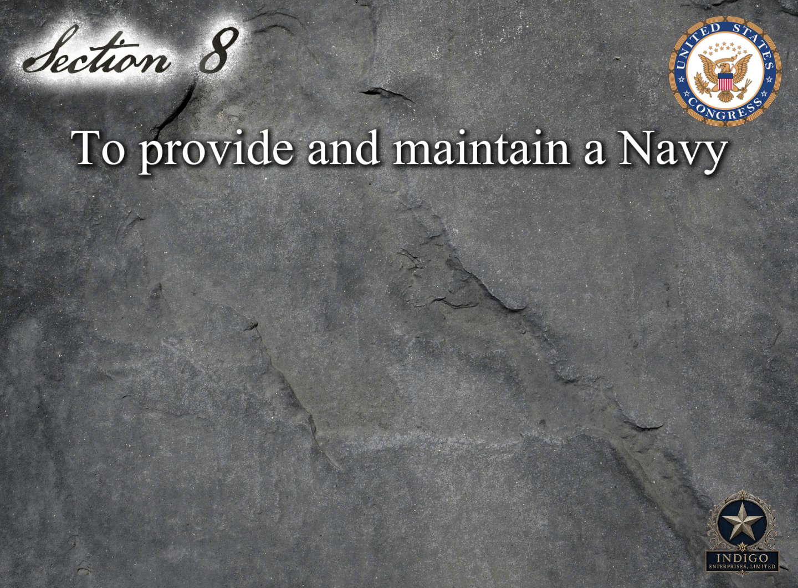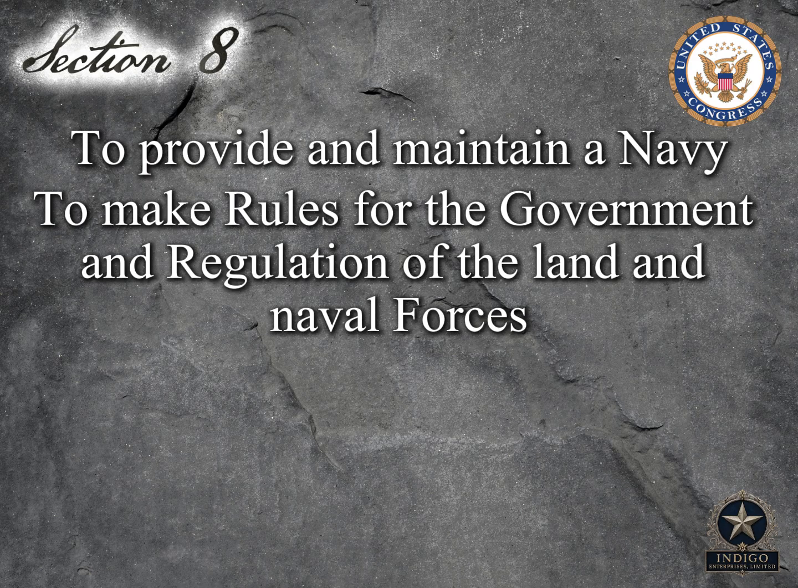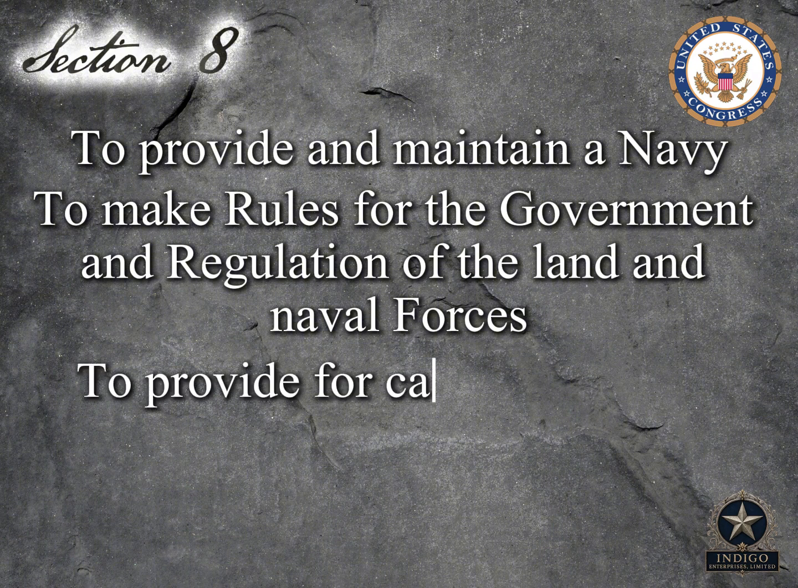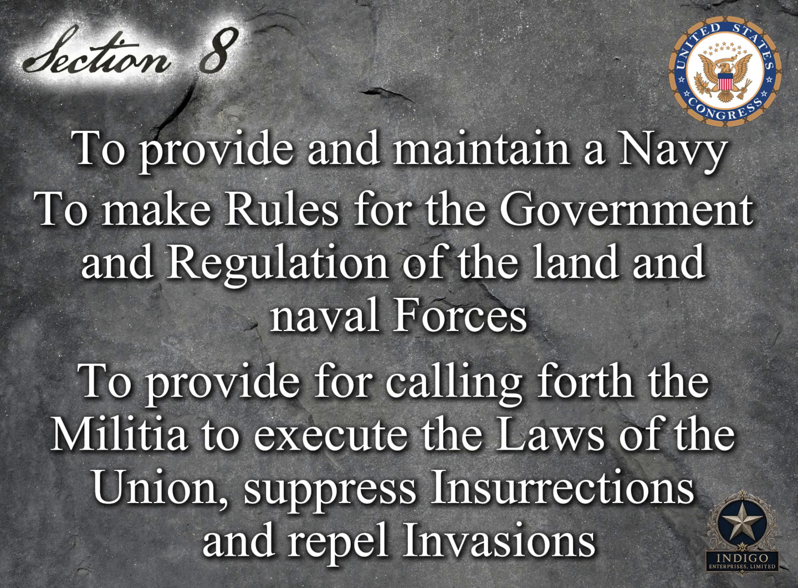To provide and maintain a navy. We had to protect our coastline. We had to protect the trade that was going on with other countries and piracy. To make rules for the government and regulation on the land and naval forces. To provide for calling forth the militia to execute the laws of the Union, suppress insurrection, and repel invasion.